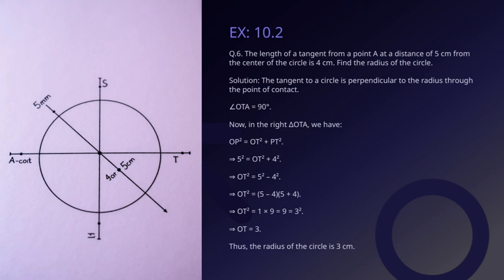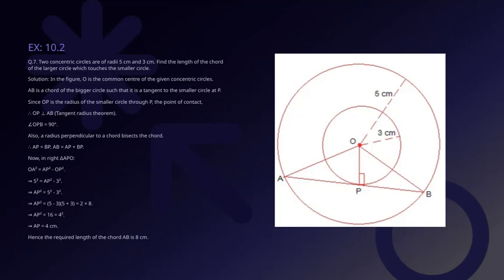Finally, to illustrate this concept, there's a question. If the length of a tangent from a point A, which is 5 centimeters away from the circle's center, is 4 centimeters, what is the radius of the circle? This type of problem helps us see how the relationships we've discussed come together to solve real-world questions involving circles and tangents. Hence, the required length of the chord OB is 8 centimeters.